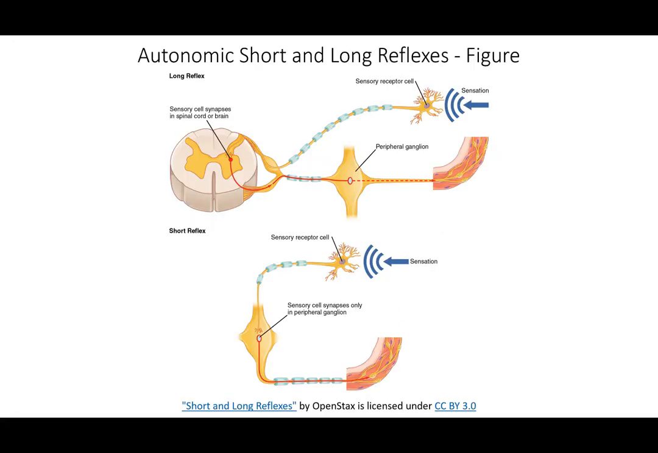So here is a graphic kind of comparing the two. Long reflexes do involve the central nervous system, right? We need to go into the spinal cord, we need to go into the brain, whereas short reflexes start with our sensory receptor cell. We get that sensation, the signal travels to a peripheral ganglion, and that just goes right back through to that initial organ.